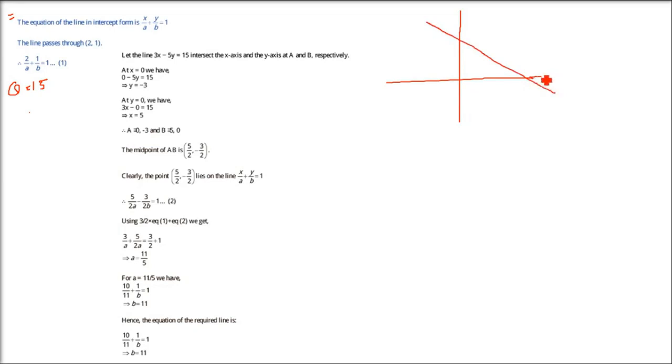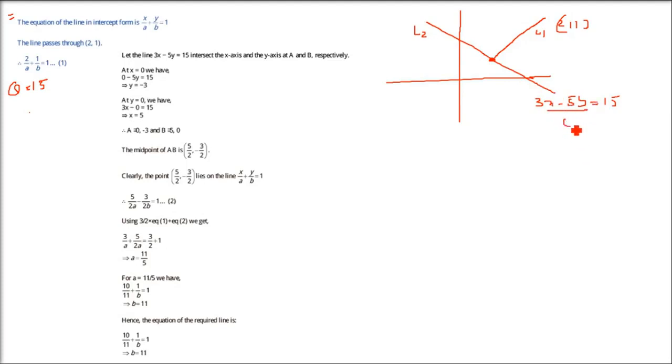So this line, I don't know where it is. I'm just giving you an idea for understanding. 3x minus 5y equals 15, and there is a midpoint. There is a line which is coming through (2, 1), and this line is bisecting it. Let us say it is L1, and this is L2. So 3x minus 5y equals 15.